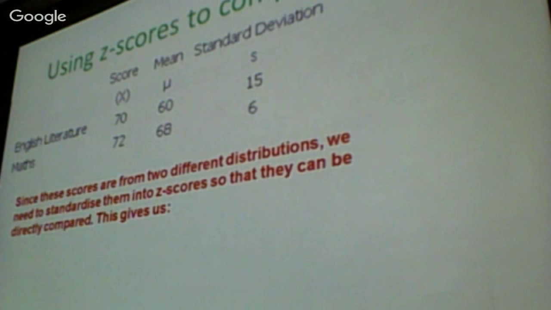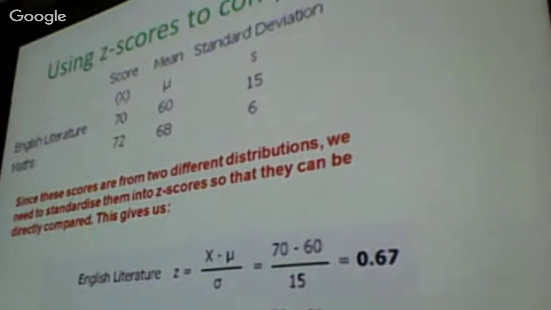So for English, we plug in the numbers. We get 0.67. For math, we get 0.7. Oh my goodness, it's the same. So what can we conclude? Same z-score for both classes. What do we conclude? Which one is she doing better in? Yes, sir. She's doing equally well. That is correct. She's doing equally well.